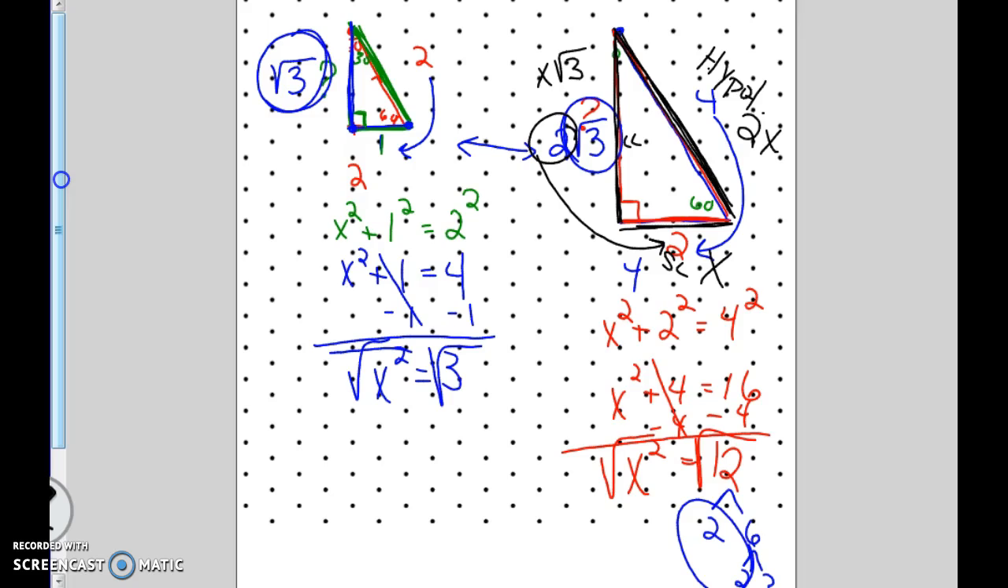Again, let me tell you this again. So this is my hypotenuse. This is my short leg. This is my long leg. My pattern for my short leg is x. My hypotenuse is 2x. Well, 2 times 1 gives me 2. And then to get from my short leg to my long leg, it's x square root of 3. Well, x is 1. So 1 times the square root of 3 is just square root of 3. Everybody okay with that? Good.